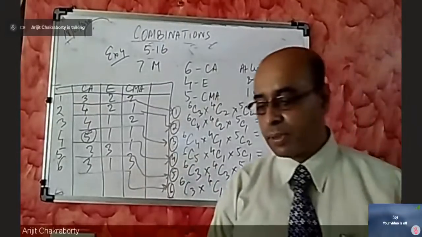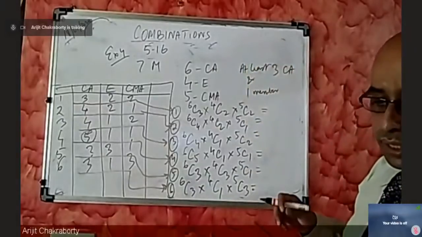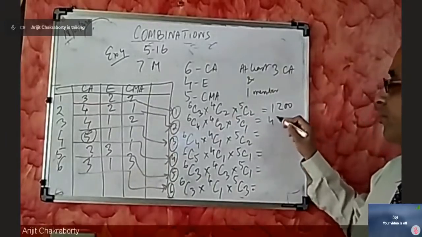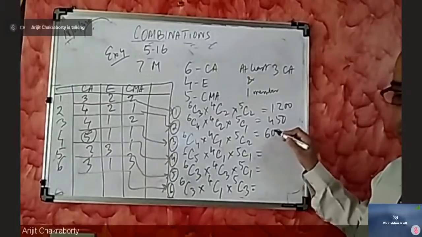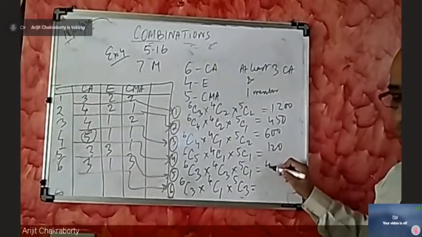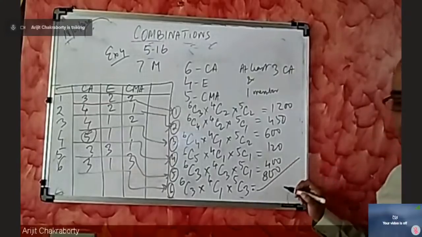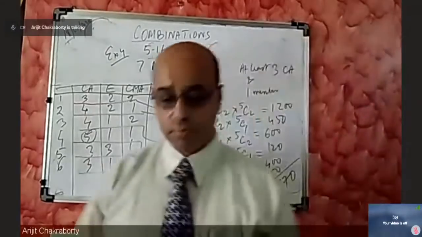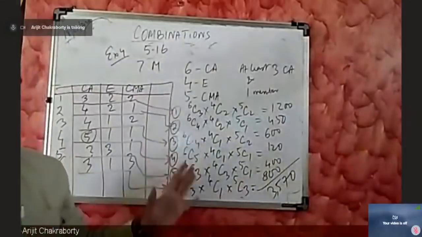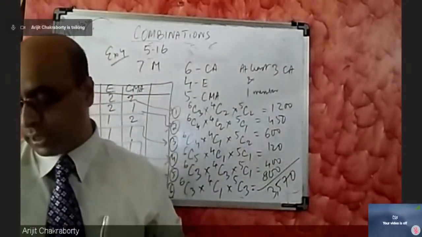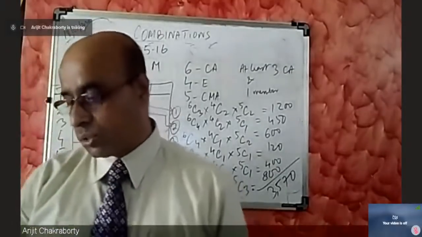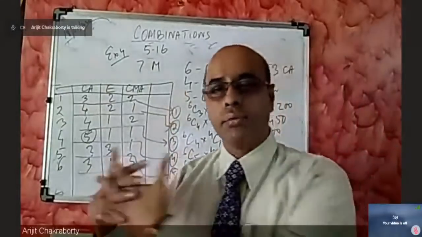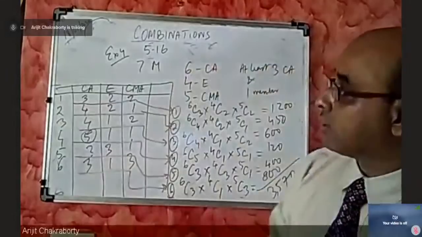Long calculation. If you simplify, the first one is 1200, the second one is 450, then you have 600, then you have 120, then you have 400, and then you have 800. So the total works out to 3570. This one is a bit complicated. That's why I solved it out, to show you what can be the maximum level of questions which might be coming. Now we move on to 2 of the simple formulas of combinations, and we will solve other problems also. So I hope this is clear.